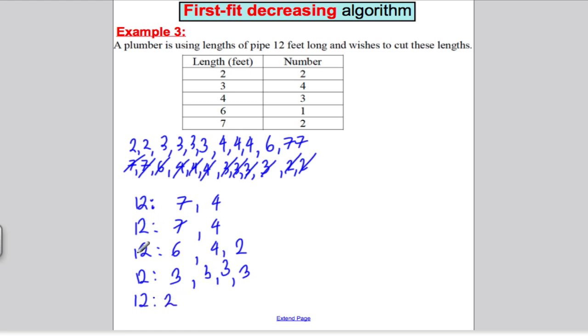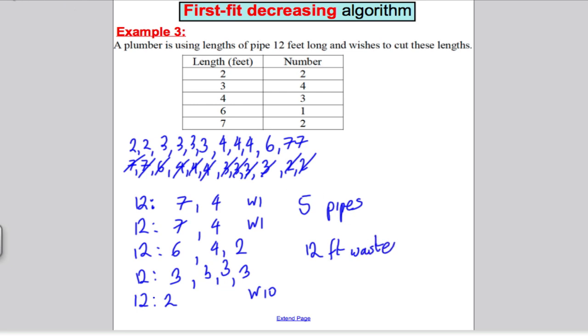So we've got 1, 2, 3, 4, 5 pipes. And the wastage, well, the wastage here was 1. Wastage here was 1. There was no wastage here. And there was no wastage here. But the wastage here was 10. So we've got 12 feet of wastage.